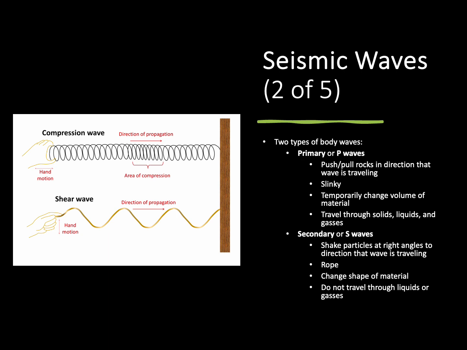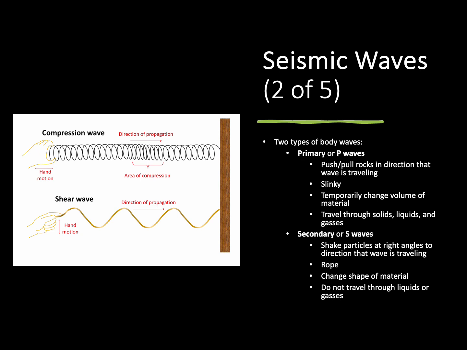And this is exactly how our primary waves move through the Earth. They're capable of changing the volume of the material by pushing and pulling it, by compressing and pulling it backwards. And because it's changing the volume, these P waves can travel through all types of matter. They can travel through solids, liquids, and gases because it's changing the volume, or how much space it's taking up.